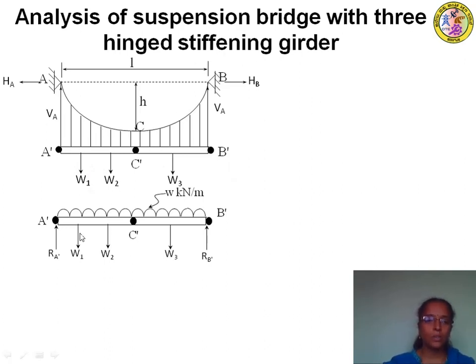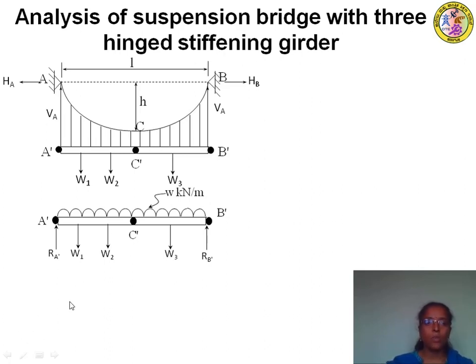Apart from that, if you consider the girder only, A dash and B dash are the hinges. So let us assume the reactive components as RA dash and RB dash, and as the suspenders are equally spaced, the load can be treated as uniformly distributed, whose intensity we can assume as W per meter run.